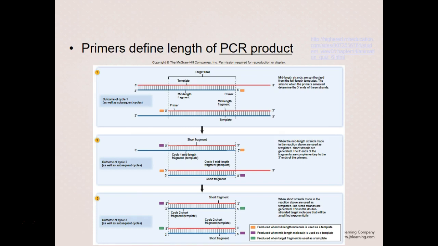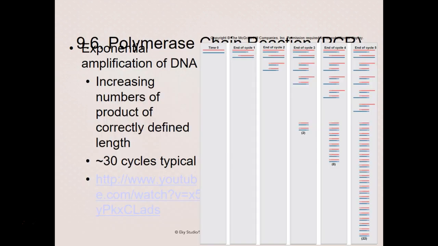So I do have a video I'm going to show you, but first we're going to come over here and I'm just going to show you what happens. So here we have multiple cycles before we even started amplifying the DNA. We have 2 strands of DNA. At the end of each cycle, we're going to double the amount of DNA. So if we start with 2, we produce 4, and then we have 8, and then 16, and then 32, and then 64.